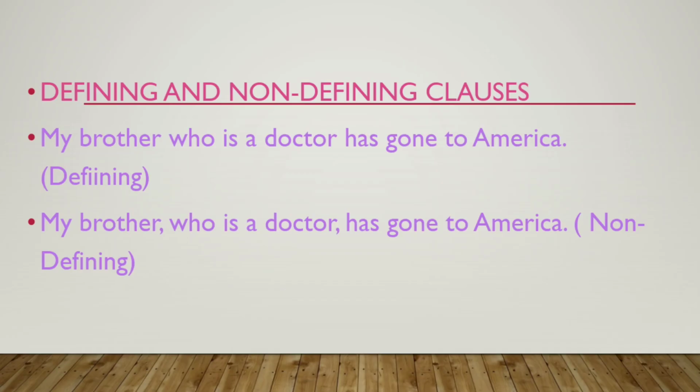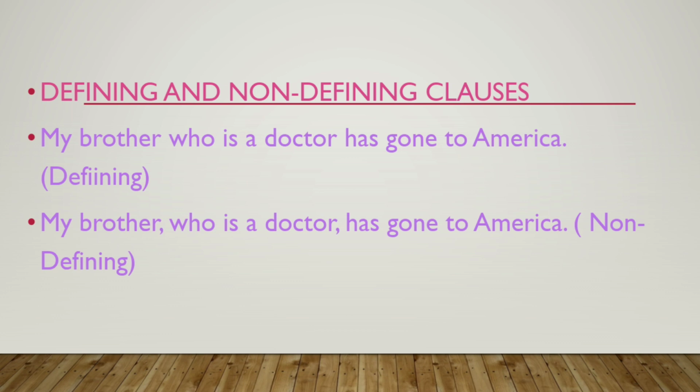What is a defining or non-defining clause? Here, an interesting example has been set for you. Look at the screen. You have been given two sentences of similar content. The first sentence goes on like this: My brother who is a doctor has gone to America. This is a defining clause. Why? Because the subject matters. You may have several brothers, but only one particular brother you have been talking about, and that brother is a doctor and he has gone to America.